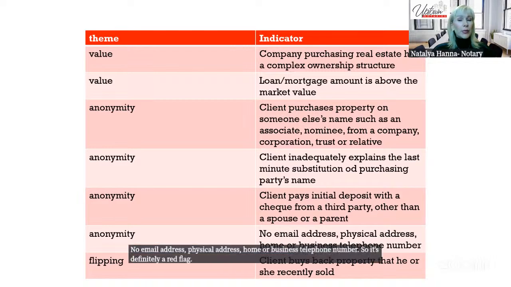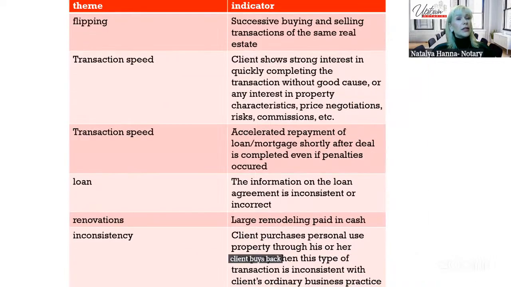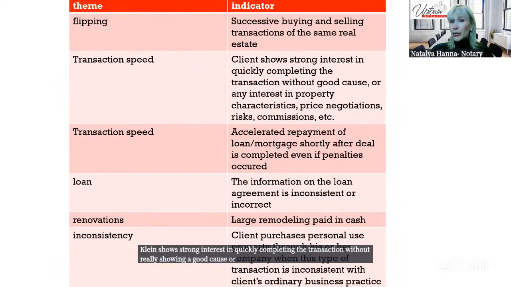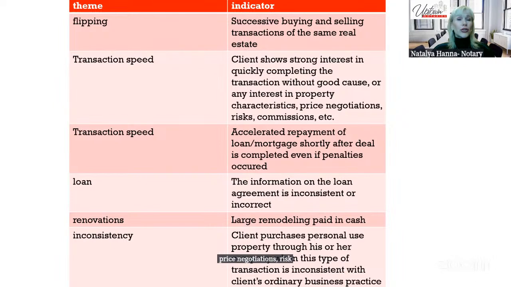Client buys back property that he or she recently sold. Successive buying and selling transactions of the same real estate. Client shows strong interest in quickly completing the transaction without really showing a good cause or any interest in the property, price negotiations, risk involved, or commissions. So just buying as is, as quickly as possible.